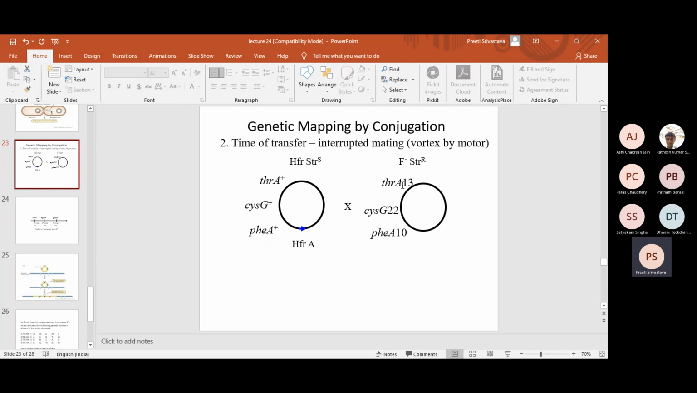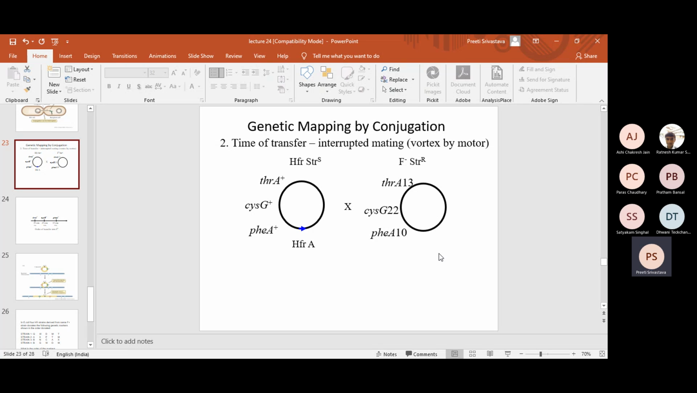These are the mutants, and the plus ones are positive for these amino acid biosynthesis genes, and A13, G22, A10 are the mutants. That means at the 13th position there is a mutation, at the 22nd position there is a mutation, at the 10th position there is a mutation. As a result of this mutation, the amino acid biosynthesis genes are not functional. Now you will allow the conjugation to take place, right?